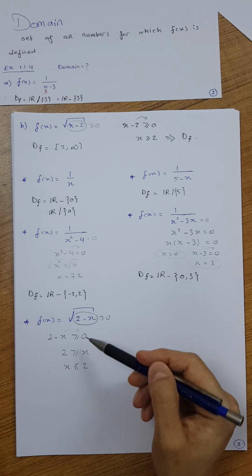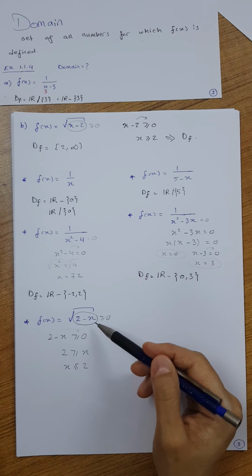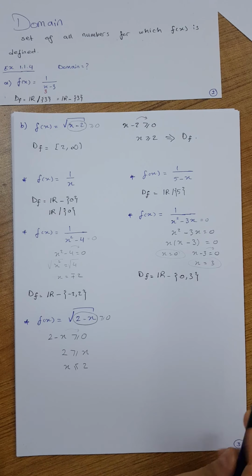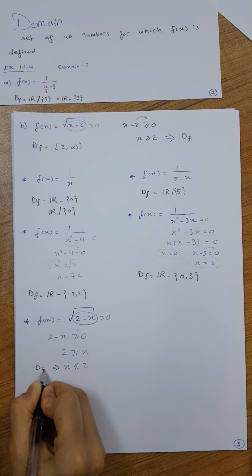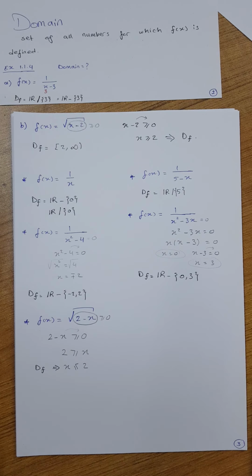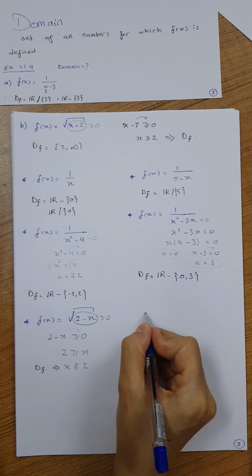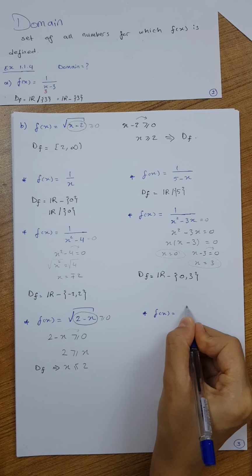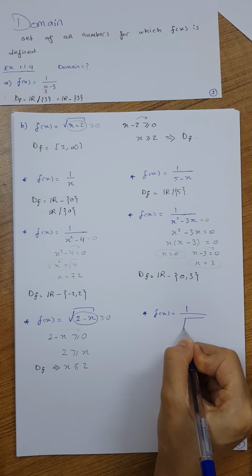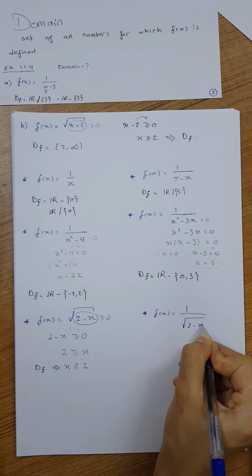But if I input any number that is greater than 2, it will make the function undefined. Okay, so that one is called what? I will simply call this the domain of the function. It includes those numbers that are less than or equal to 2. Okay, let me give another example. f of x is equal to 1 over the square root of 2 minus x.